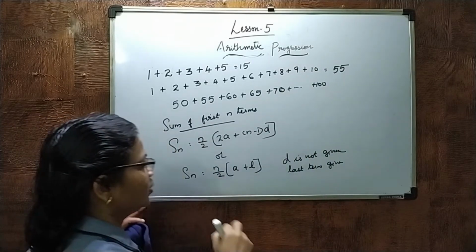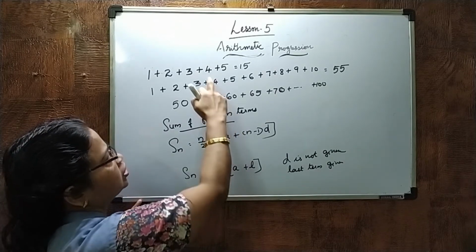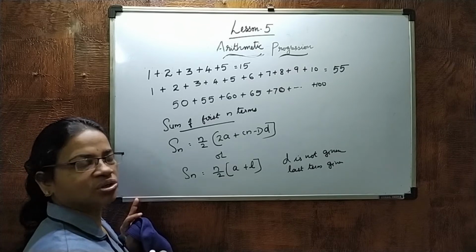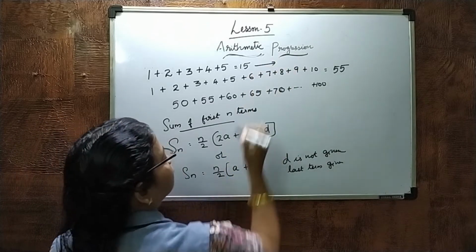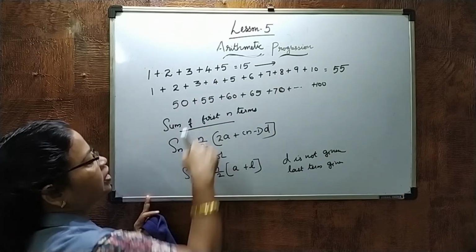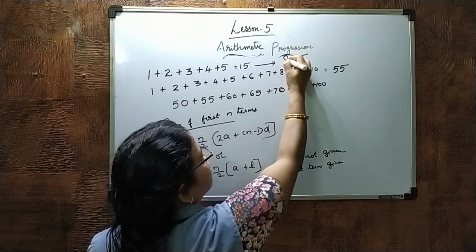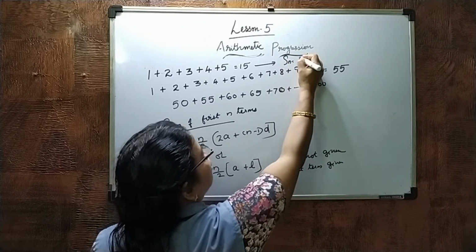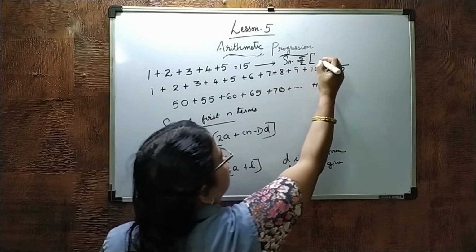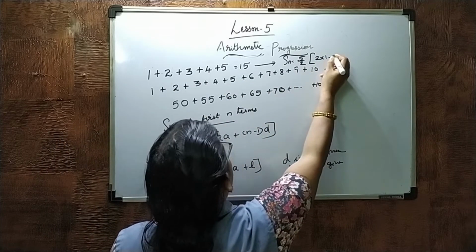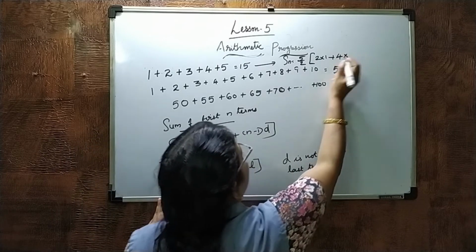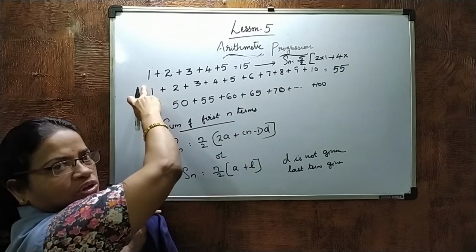Then how will you use this formula with these three problems? We will find out whether it is correct or not. Here, first one, you want to find n. n means how many terms are there? 5 terms are there. So Sn is equal to n by 2, that is 5 by 2 into 2a, a is 1, so 2 into 1 plus n minus 1 into d. n minus 1 means 4. 4 into d, d is 2 minus 1, you will get the answer 1.